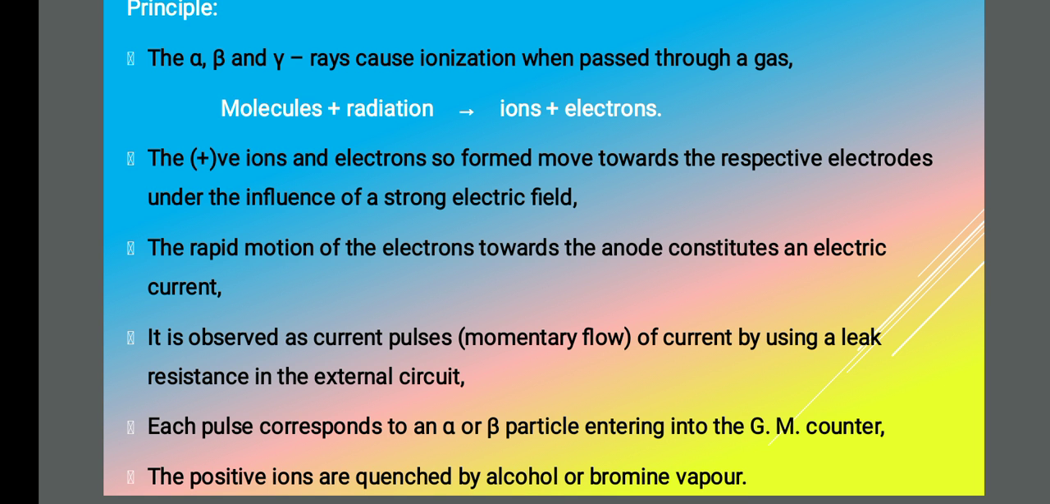It is observed as current pulse by using a leak resistance in the external circuit. So in our external circuit, a leak resistance is connected. Through it, the electron flow is measured as a current pulse. So each pulse corresponds to an alpha or beta particle entering into the GM counter. Is it clear? So this is one thing.